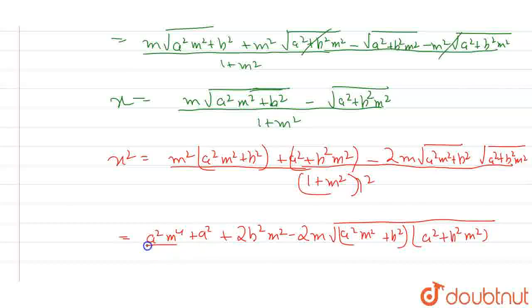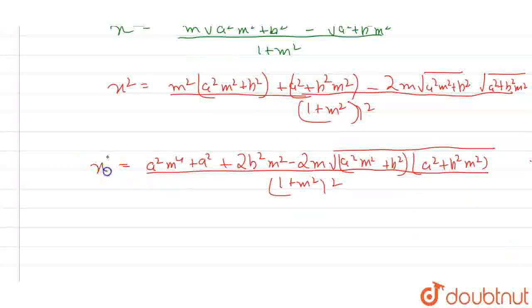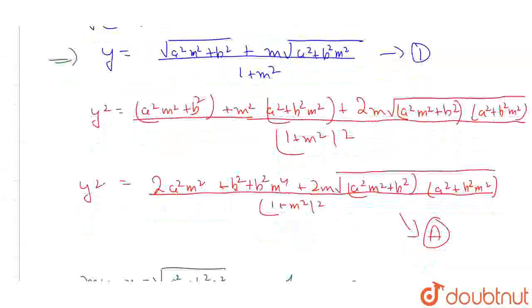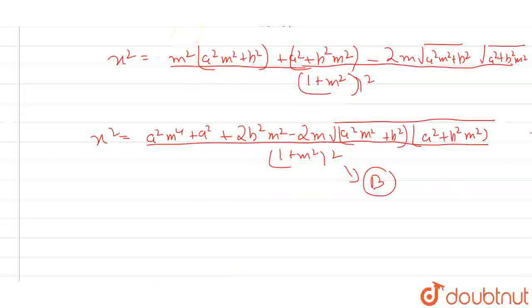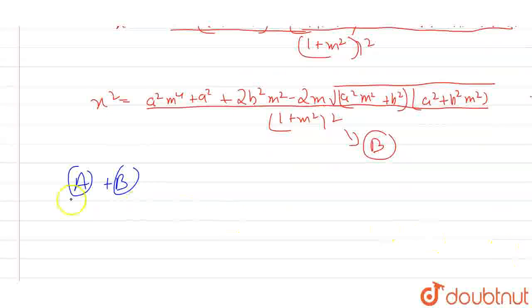Simple. Now we have the denominator left also, 1 plus m square whole square. Now what I'll do, this equation is my x square, right? Let's take this equation as equation number b. Now I have equation a and equation b, and I just simply add these two equations. So adding a plus b, this will become x square plus y square.